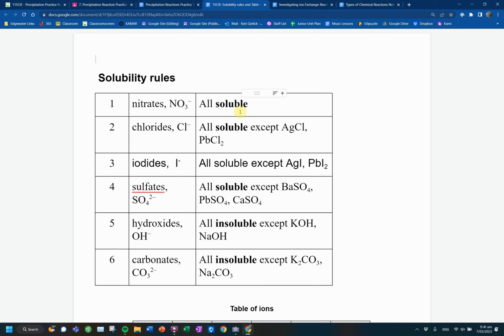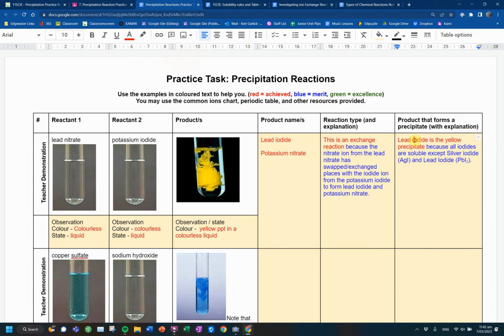The other thing I'm going to be looking for is the iodides. So we can see number 3, iodides. All iodides are soluble except if it has silver iodide or lead iodide. And that's what I have in my second product, the lead iodide. So from that information, I have figured out my precipitate is lead iodide. Are you okay with that so far?